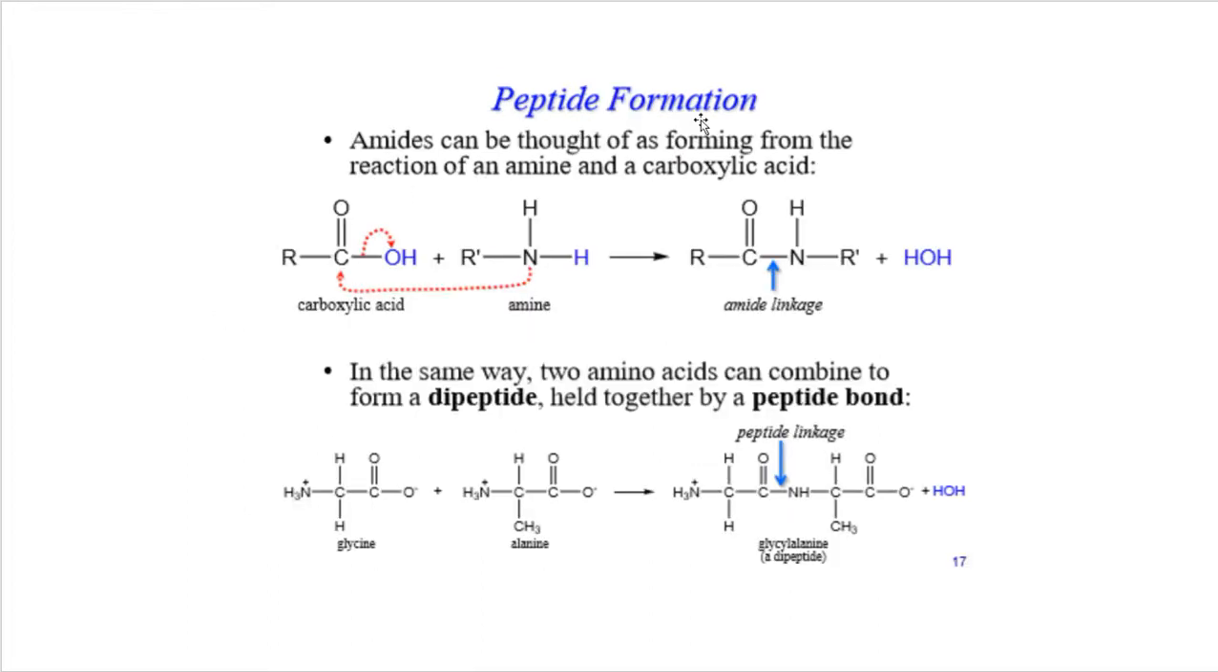The peptide formation is when an amino acid is bonded to another amino acid. The bond that is made between two amino acids is known as peptide linkage. Remember that in carbohydrates the name was glycosidic bond.